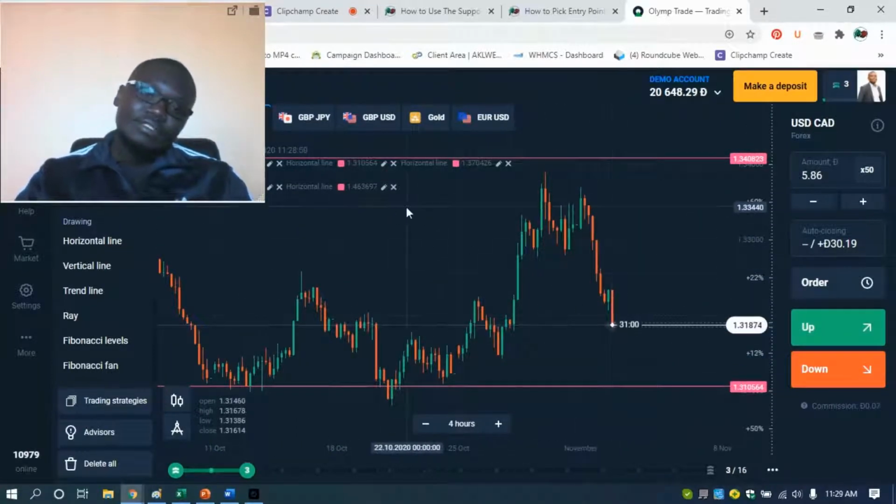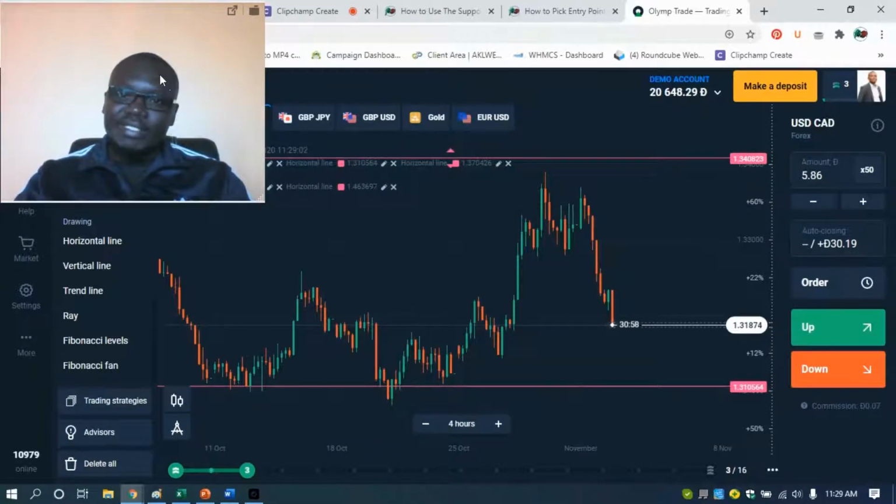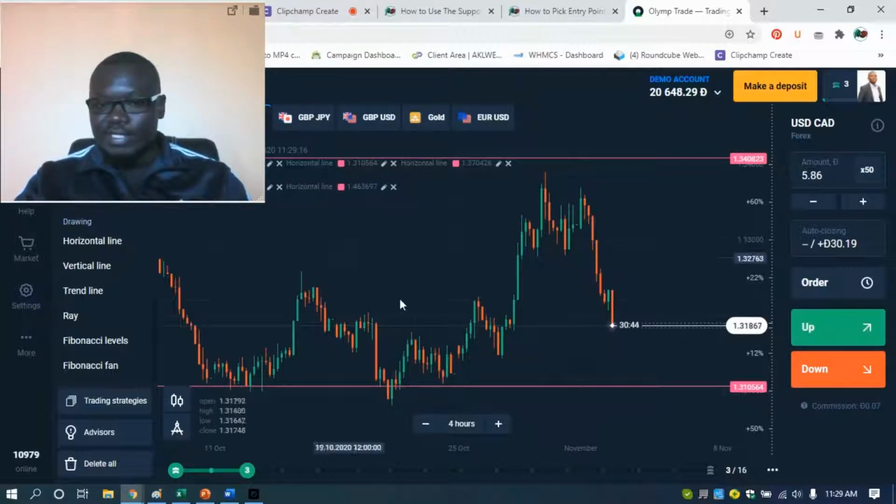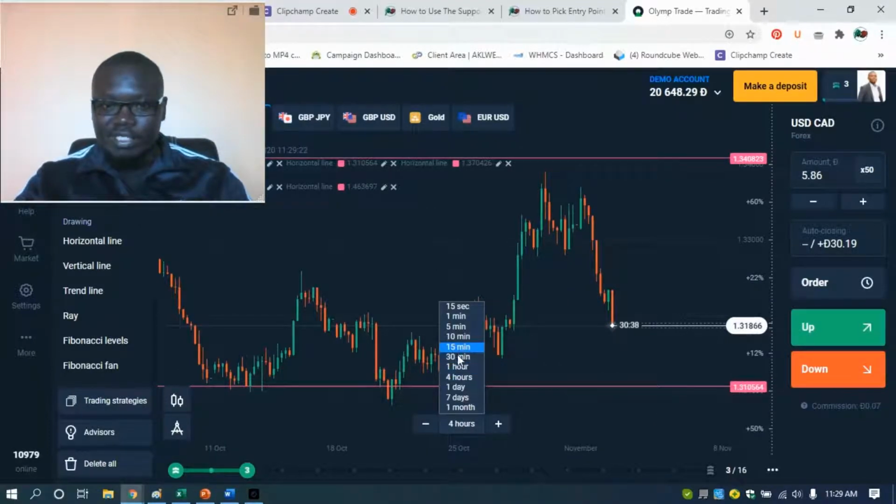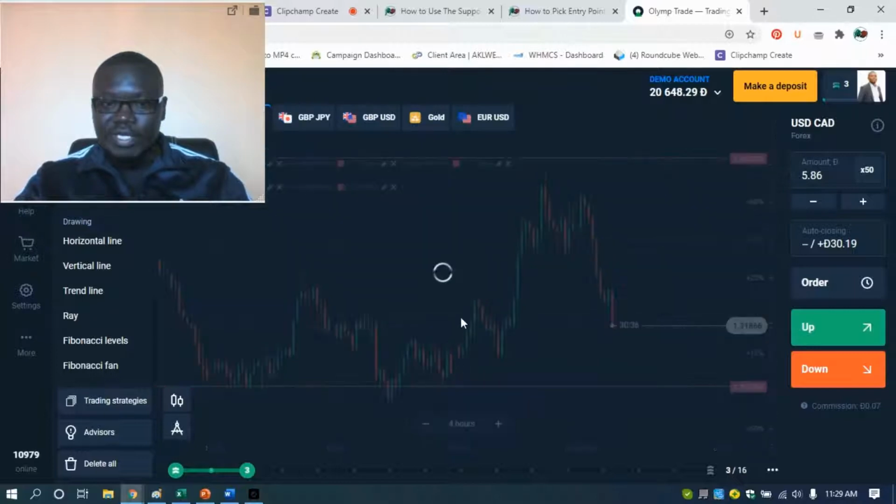Okay. So that said, after you've known how to draw your support and resistance levels on Olymp Trade, you'll obviously want to know how to trade these levels. We'll get to that later in this tutorial, but for the moment, let's again narrow down to a smaller time frame. Let's do maybe an hour.